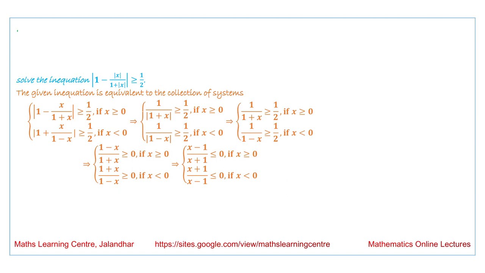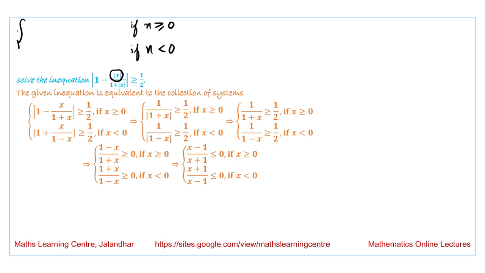Now next we have to solve this inequation. This inequation is of the form |1 - |x|| / (1 + |x|) ≥ 2. So it is mod x over here, and we are considering two cases. First, if x is greater than or equal to 0, and second, if x is less than 0.